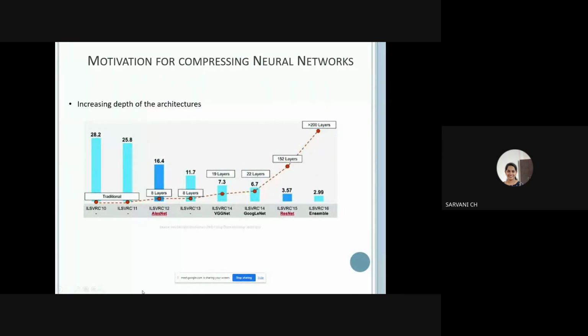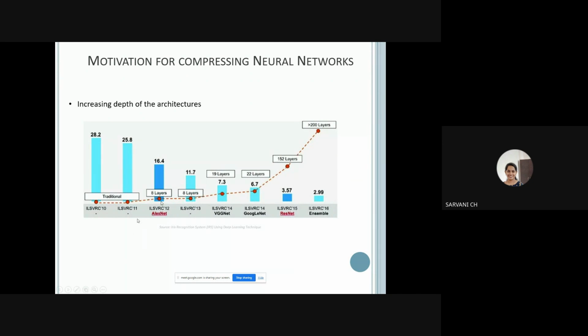And the next motivation is to deploy larger models on the edge constraint devices. You can observe that the number of layers in the state-of-the-art architecture for the ILSVRC challenge has drastically increased from 8 layers, 19, 22, 152, and it was more than 200 layers in 2016. ILSVRC is the ImageNet Large-Scale Visual Recognition Challenge, as you might know, which poses challenges in various tasks such as classification and segmentation over a 1000 class dataset with 1.4 million images.